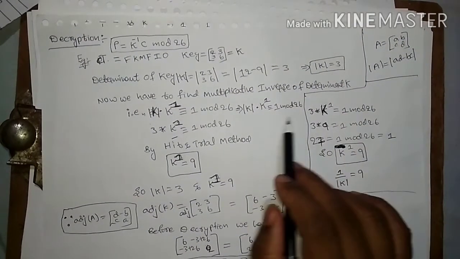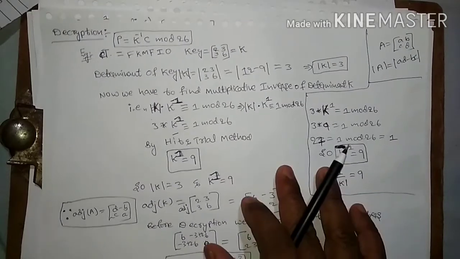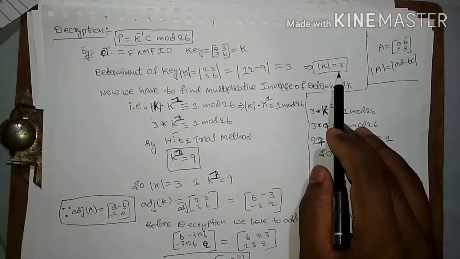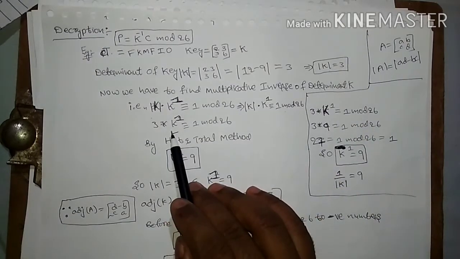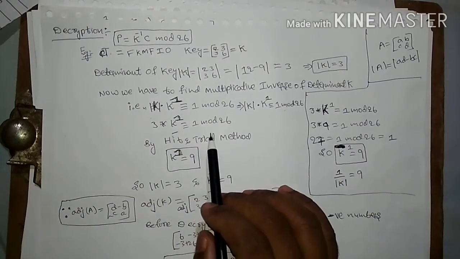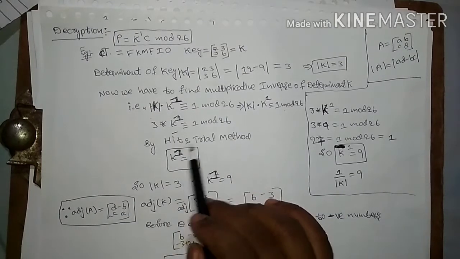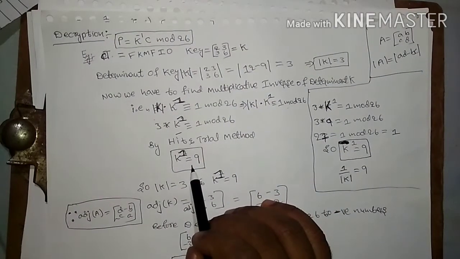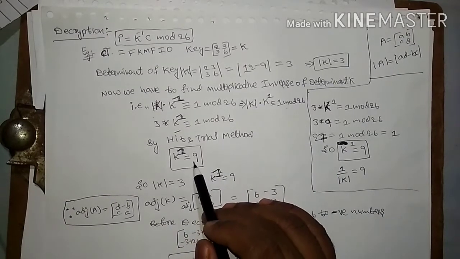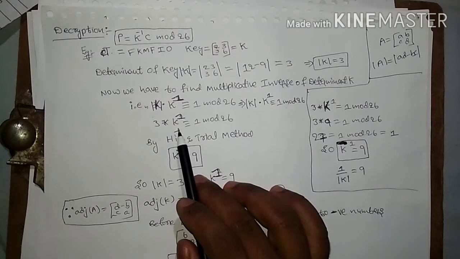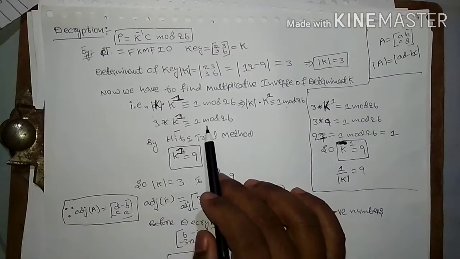This is the rough work. Okay, mod 26. Det k value 3. Okay, k into k dash is equal to 1 mod 26. So here we have to use the hit and trial method. Hit and trial method means we just substitute some value for k dash and choose it from the answer.